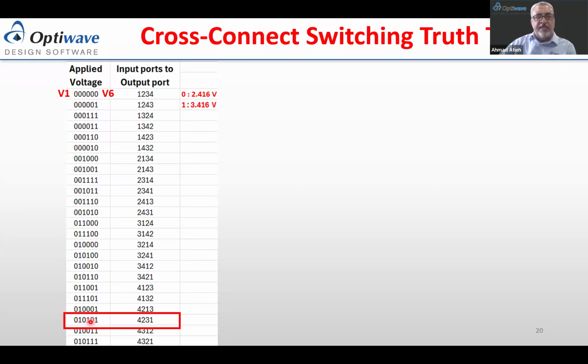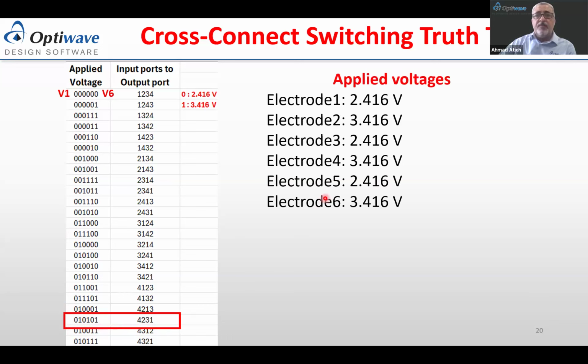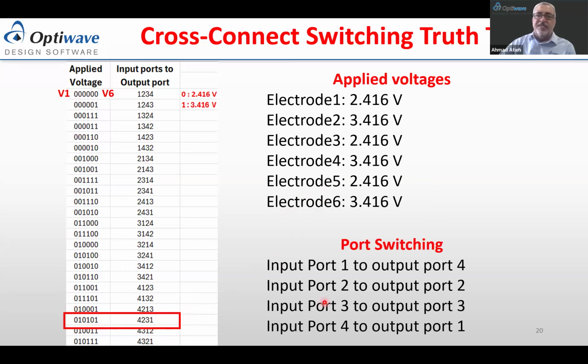Like for example, if you take an example here, 010101, it means port 1 goes to port 4, port 2 goes to port 2, port 3 goes to port 3, and port 4 goes to port 1. So it's this kind of configuration. It makes the cross connection between port 1 and port 4, and port 4 to port 1, however keeping the bar between port 2 and port 3.